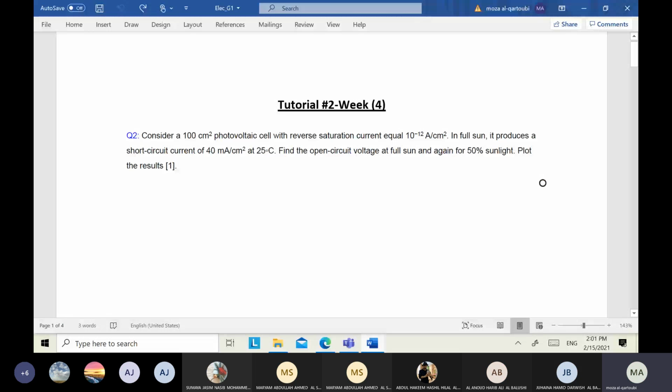Okay, so here, given question number 2, consider a 100 centimeter squared photovoltaic cell.